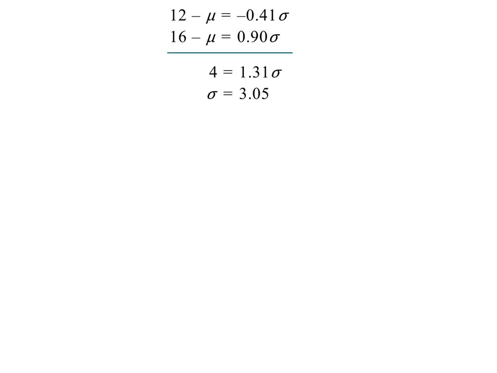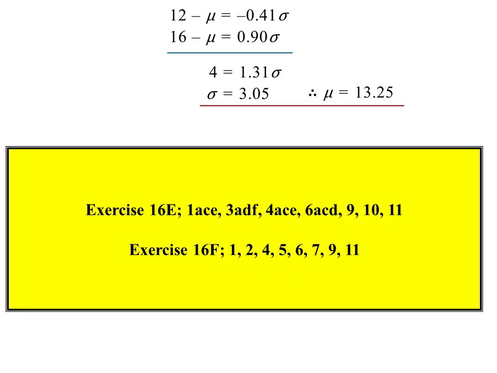Eliminate the mu makes sense. Okay, sigma 3.05, and that would then give us an average of 13.25. So we have our average and our deviation for the cacti, and the biologists are happy. So 16E, 16F, now we can do some good stats.